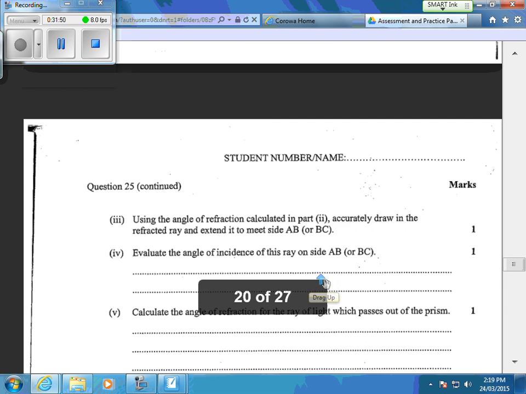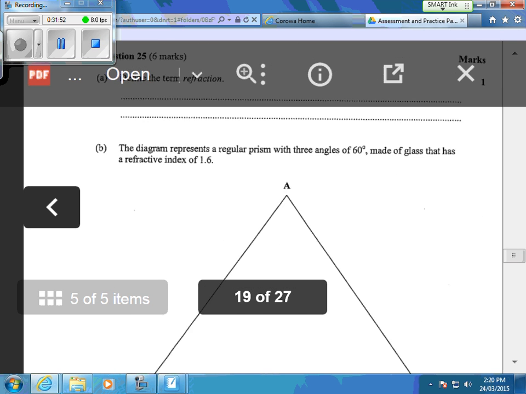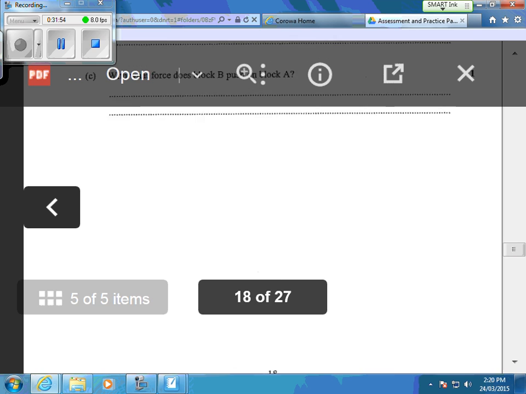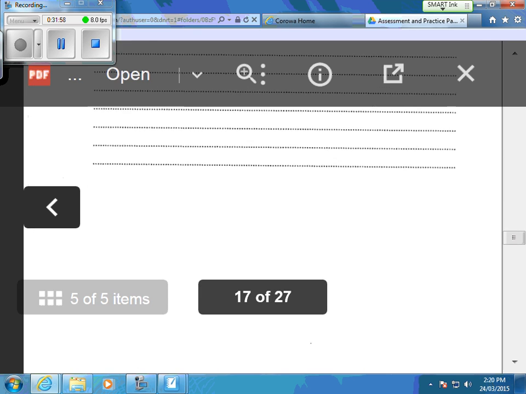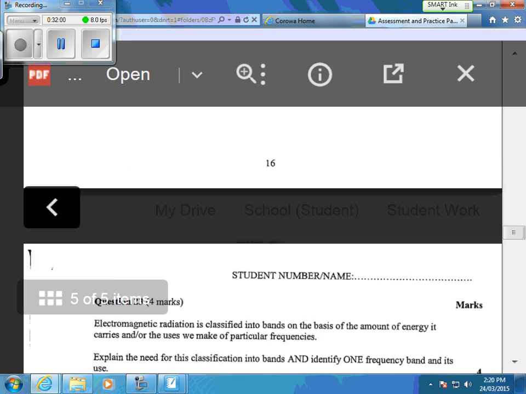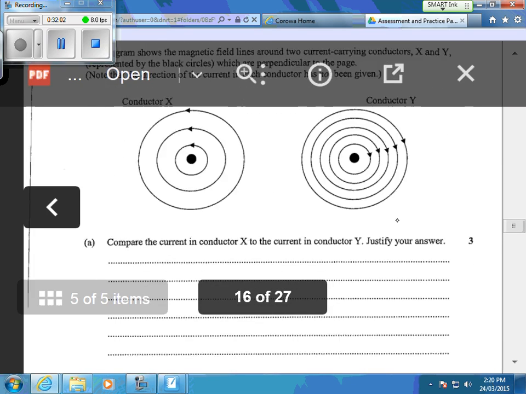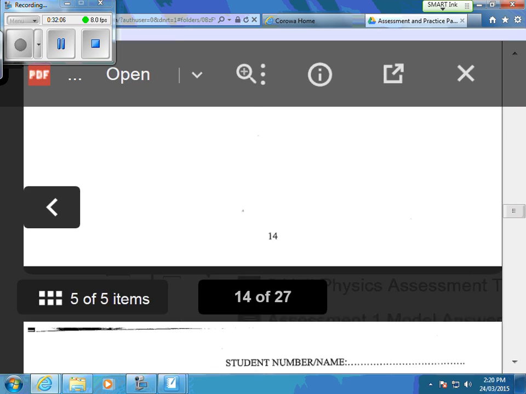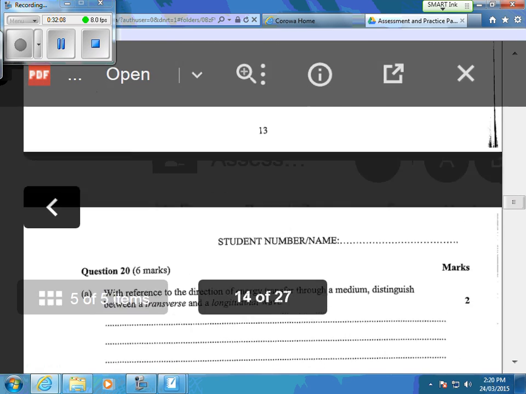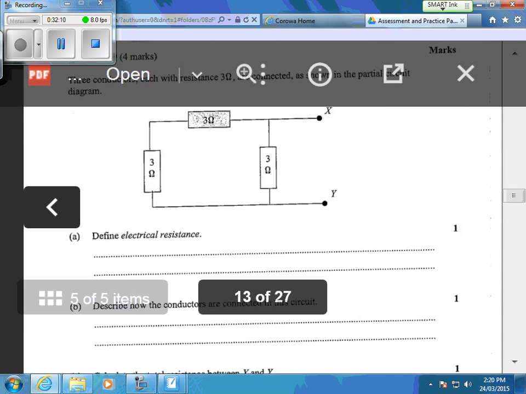All right, any other questions? Yeah, we want to go back to the electricity one. Household electricity, blah, blah, blah. Oh, here we go.